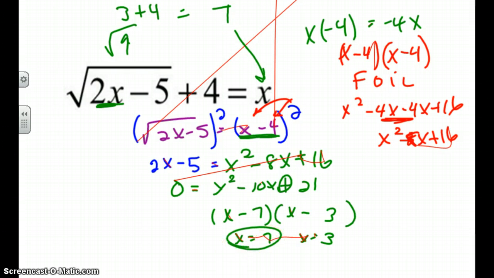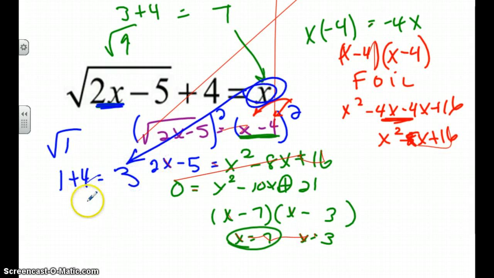So 7 works, but let's check the 3. 2 times 3 is 6. 6 minus 5 is 1. The square root of 1 is 1, but 1 plus 4 is not equal to my x value, which is 3. So no, this is not true. 5 does not equal 3. So this is called an extraneous solution, and I'll throw that out.